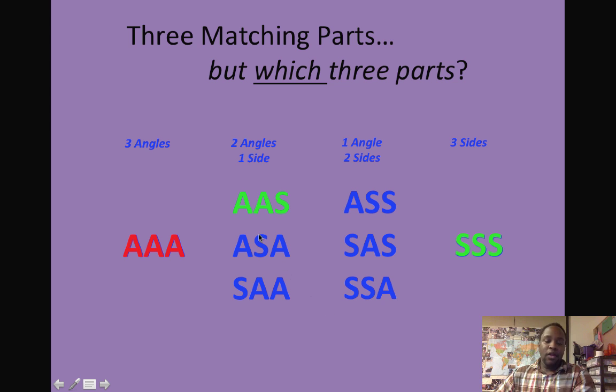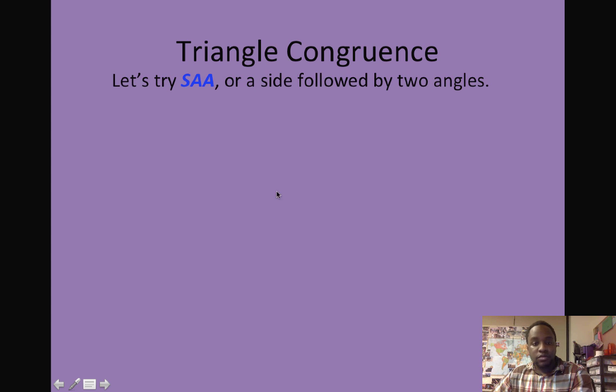So now, not only do we know that AAS works, but we also know that ASA works. So if angle, angle, side works, and angle, side, angle works, now let's try side, angle, angle.